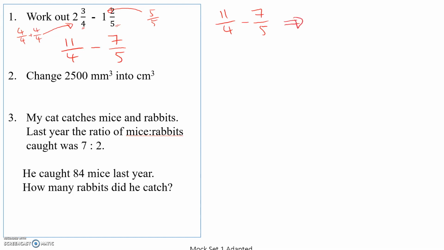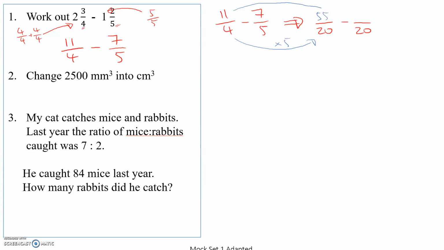So we'll multiply our 4 and 5 to give us our lowest common multiple of 20. So we're going to convert both of those fractions to 20ths. Okay, now different ways to do this, but we could think, what do we do to the 4 to get 20? We multiply by 5. So we better multiply the numerator by 5. It's going to give me 55.